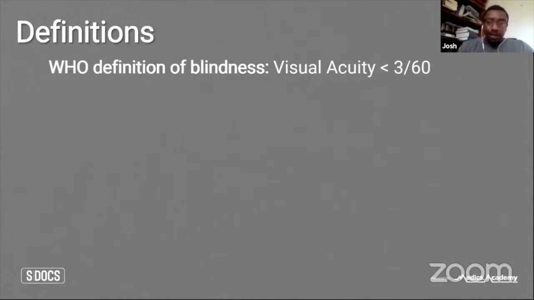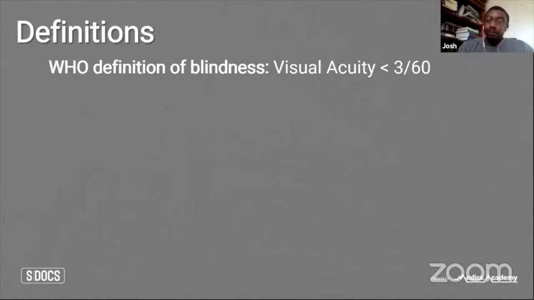The WHO definition of blindness is as such, and I used to think that blindness was just completely not being able to see and being like blacked out vision. Not necessarily like that. Blindness is a visual acuity that is worse than 3/60. Now, to explain that visual acuity score, visual acuity is how well you see, basically. It's how sharp your vision is.